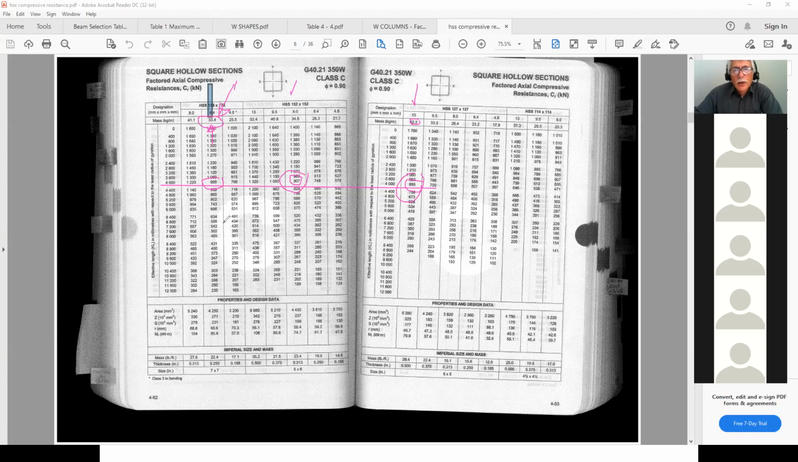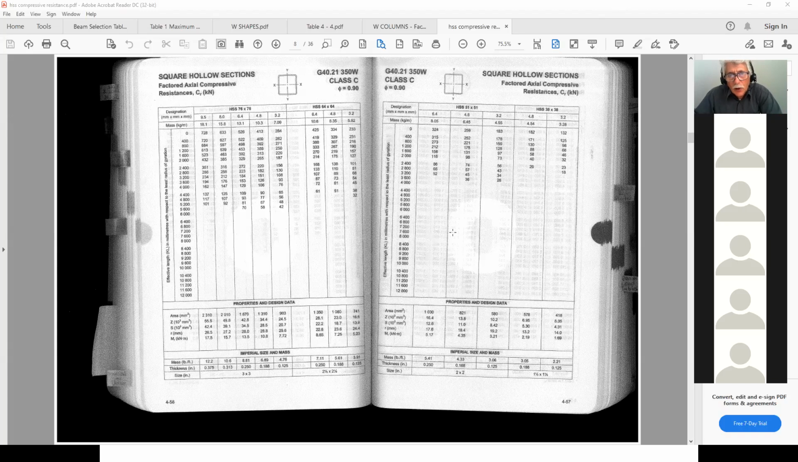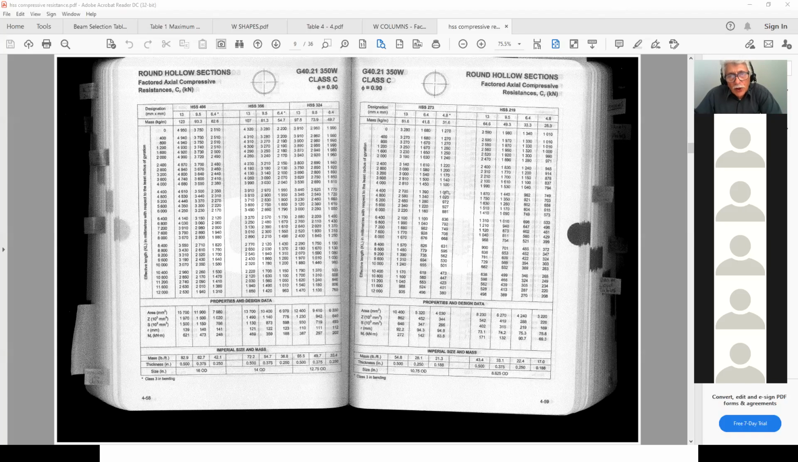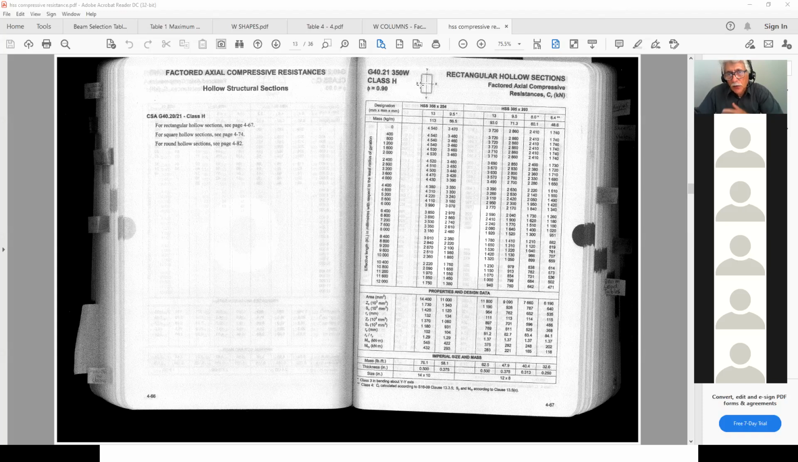Okay, so we'll go through this table. I just want to go through this table with you at least once. Okay, so of course, this is all Canadian. Now you have some round shapes. If you want to use a round HSS, they also have the values for the round shapes. Then they have the class H. In other words, this is hot rolled.